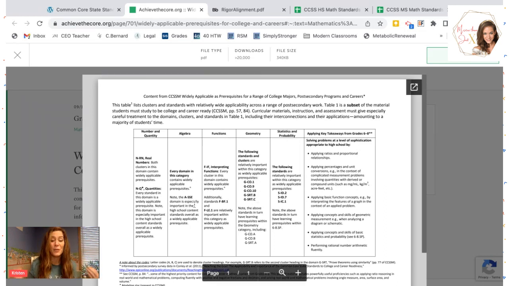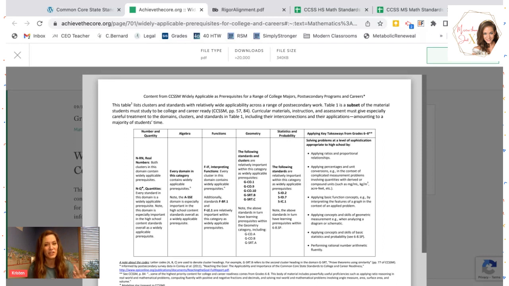Algebra says every domain in this category contains widely applicable prerequisites. That means there is inherent value in understanding all of it. And it gives a special note that ASSE, so seeing structure and expressions, the one that we just looked at, is going to be particularly important to you.